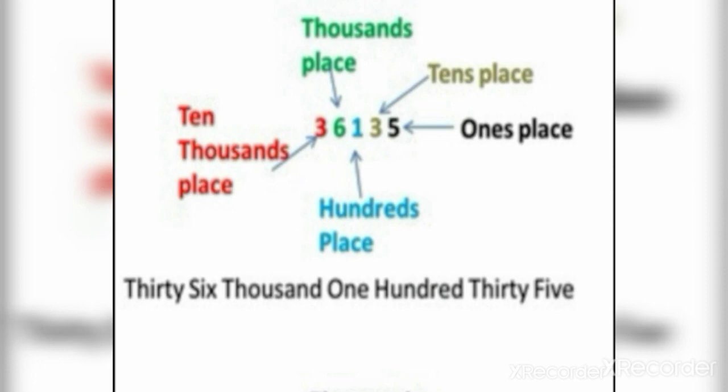We have 3 and 6 at 10,000 and 1000's place. So 36,000. At 100 place we have 1. So 135. So the number name for the following number is 36,135.